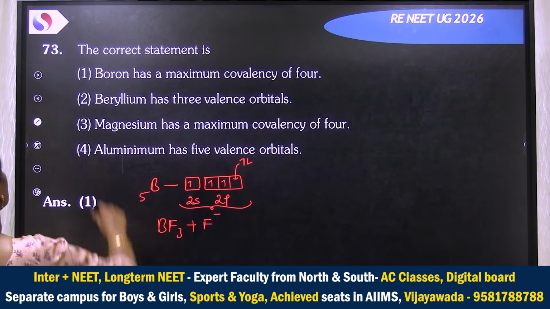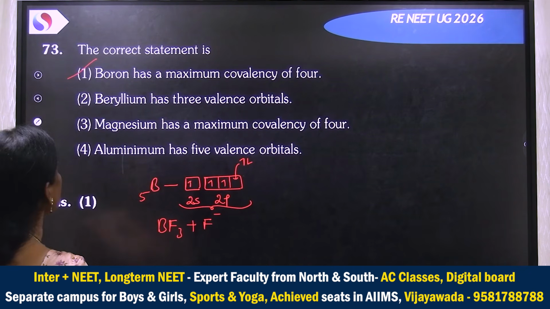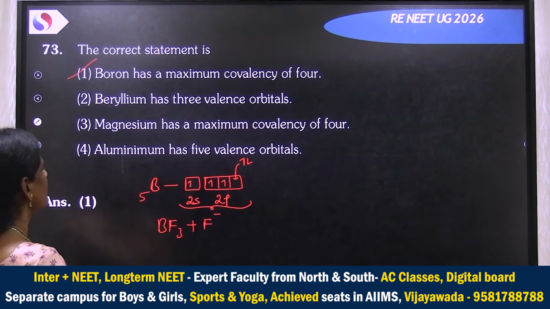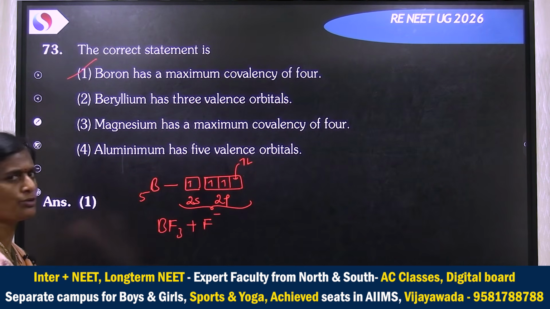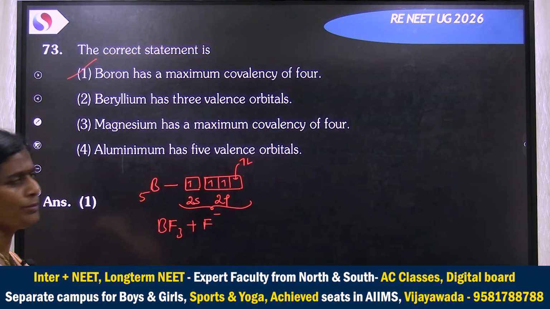So the correct one, the first statement, is the correct one. Beryllium has 3 valence orbitals. Beryllium's outermost configuration is 2s2, and there are 3 2p orbitals also present. So beryllium has 3 valence orbitals. It is a wrong statement.